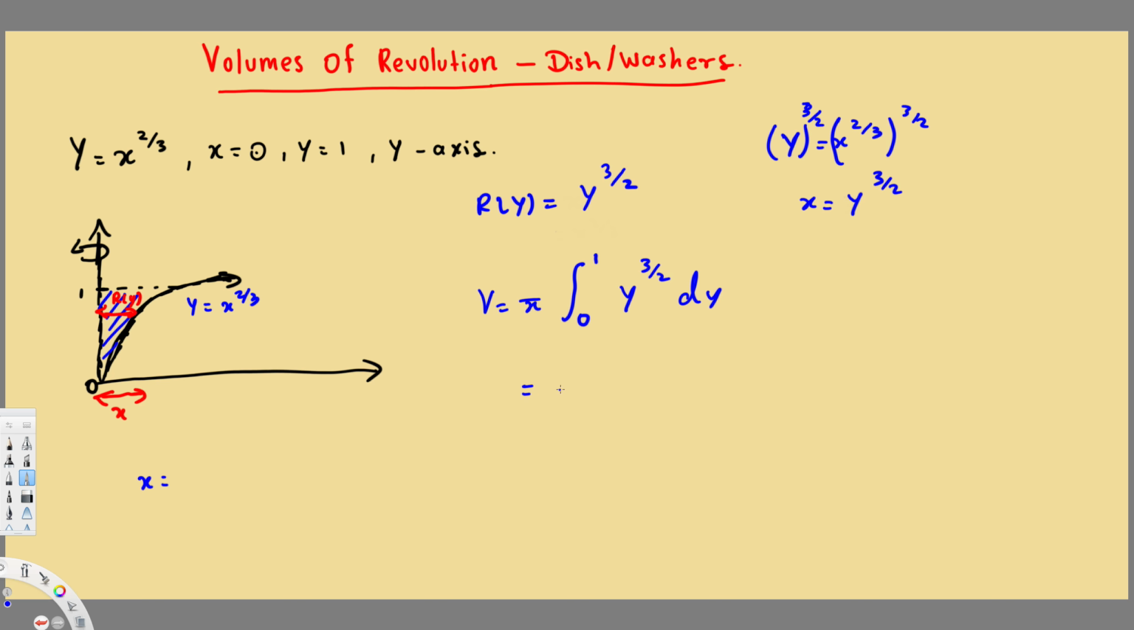Let's do the integration. Pi times y to the power 3 by 2. If we integrate this, we have to add 1 to the power, that's going to be 5 by 2. So this is going to be y to the power 5 by 2 divided by 5 by 2, going from 0 to 1. And if I flip this around, this is going to be... I made a mistake right here.